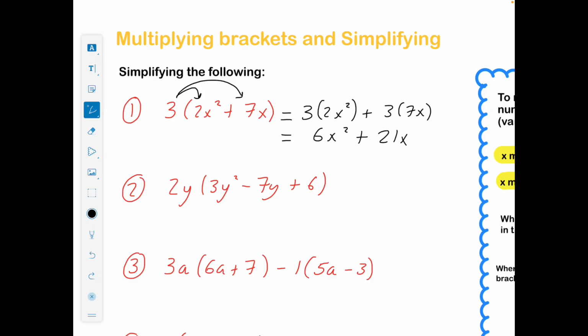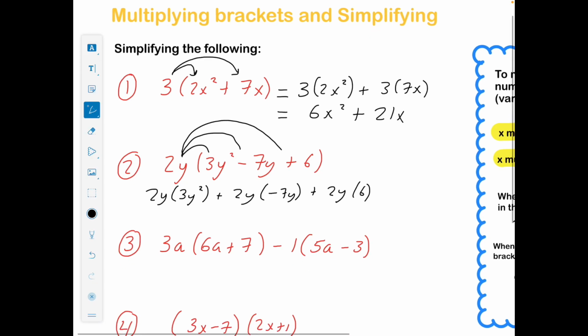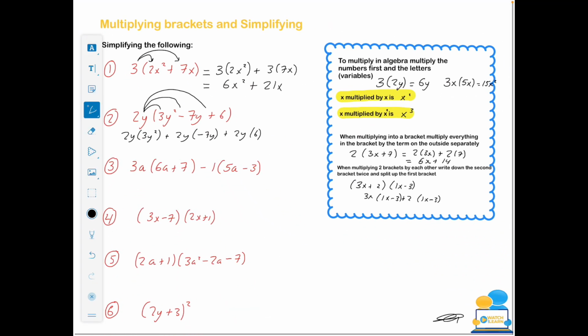Okay, after a bit of practice, you can start to skip this line. Okay, it's a good idea to draw on your arrows. It's still a good idea to show your work. I think you're less likely to make a mistake by writing it out, and it only takes a couple of seconds. Okay, we're going to do exactly the same thing here. So we'll do this, by the second term, and by the third term. So we have 2y multiplied by 3y squared minus 2y multiplied by minus 7y. Sorry, plus 2y multiplied by minus 7y plus 2y multiplied by 6.